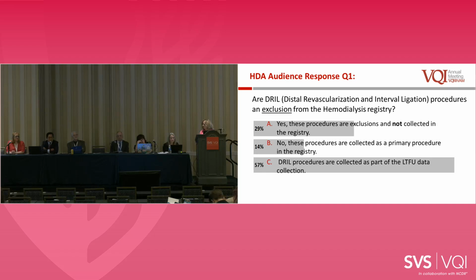So it is collected as part of the long-term follow-up data, but it is not an index procedure. That means also that if a patient gets referred to your facility from an outside facility, where somebody else has created the access, and you haven't recorded that initial procedure, you're not going to record the long-term follow-up for that procedure either. So that's a small little wrinkle there in the data collection.